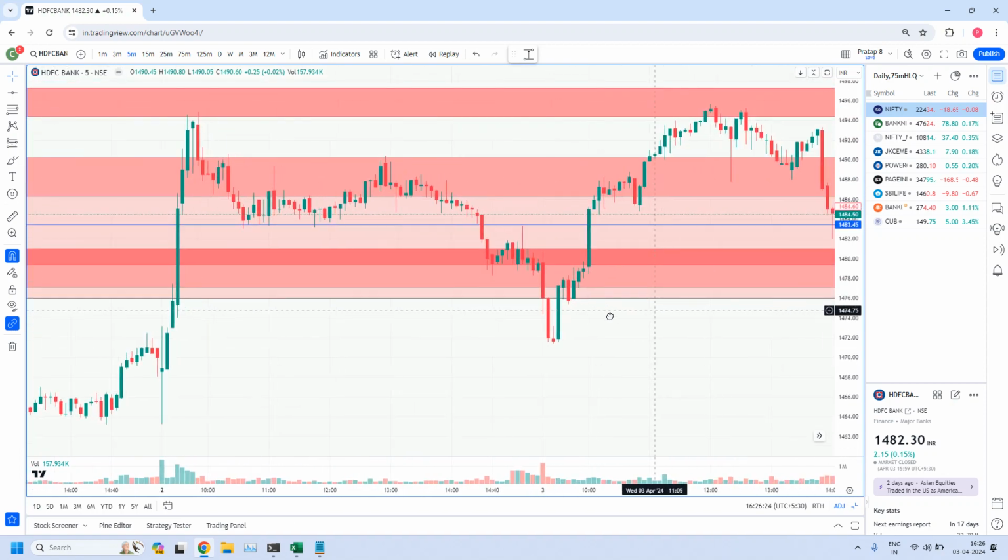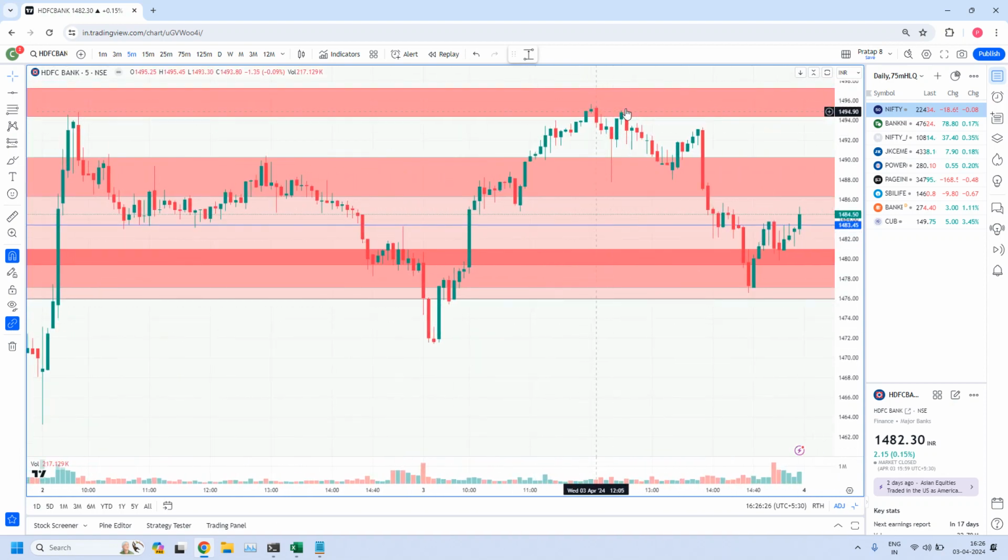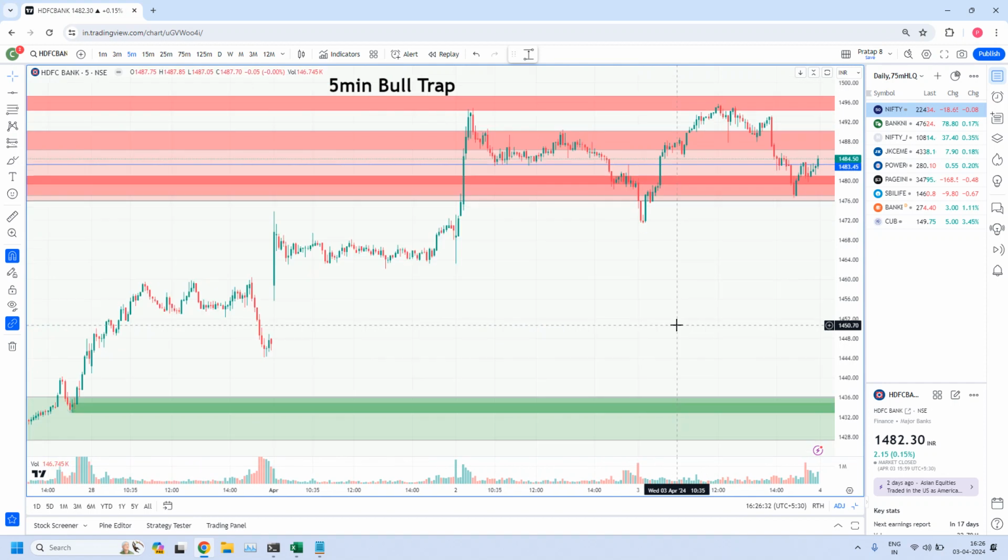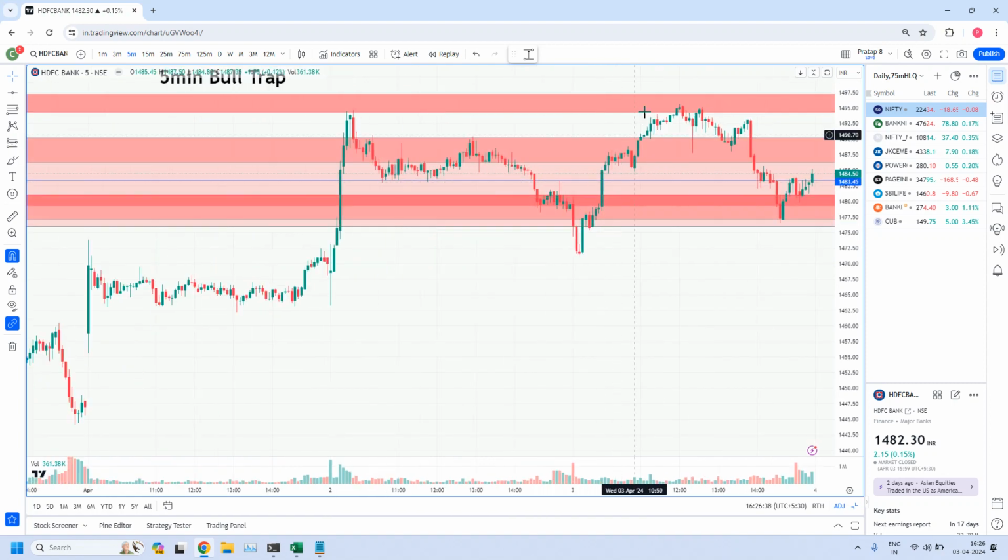And see, today once again price entered the same bull trap area, and once again institutions pushed the price down. This 5-minute bull trap is working very strongly. One more trade opportunity is given today.